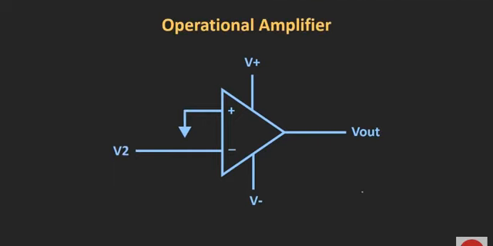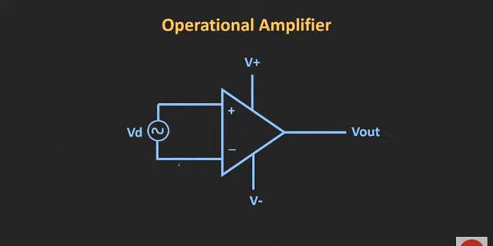Likewise, whenever we apply an input to the negative terminal and ground the other terminal, the output of this amplifier will be equal to minus A times V2, because the difference between the two input terminals will be 0 minus V2, that is equal to minus V2. So if we apply a sinusoidal signal at the input, then at the output we get an amplified sinusoidal signal with a 180 degree phase difference with respect to the input signal. That means the output gets inverted by 180 degrees, and that is why this input terminal is known as the inverting terminal, because the output is inverted with respect to the input.